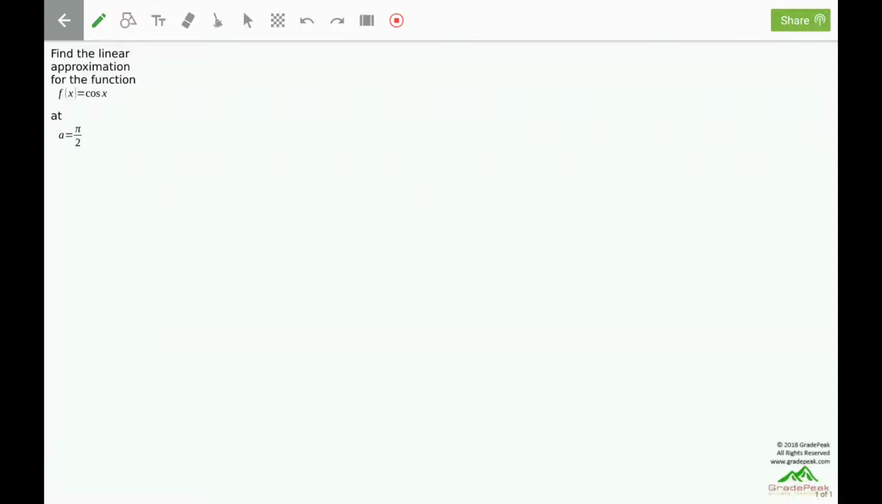Find the linear approximation for the function f of x equals cosine of x at a equals pi over 2. The linear approximation makes use of the function cosine of x as well as its derivative f prime of x, which will be negative sine of x.